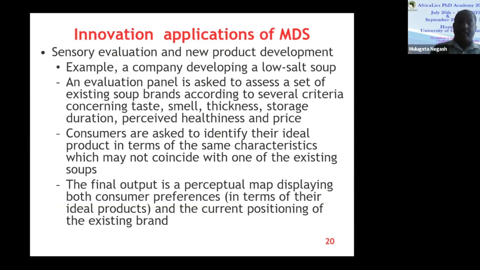An evaluation panel of experts is asked to assess a set of existing soap brands according to several criteria. It might be the taste of the soap, the smell of the soap, the thickness of the soap, the storage duration, for how long the soap stays on the shelf, perceived healthiness, and price of the soap. Consumers are asked to identify their ideal product in terms of the same characteristics, which may not coincide with one of the existing soaps. A new one would also be introduced, and the final output is a perceptual map displaying both consumer preference in terms of their ideal products and the current positioning of the existing brands.